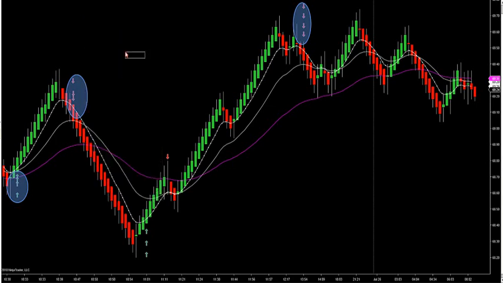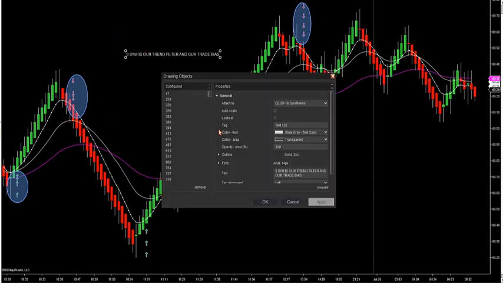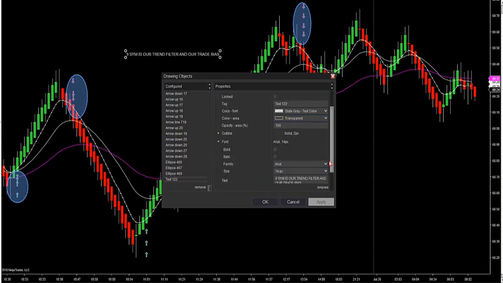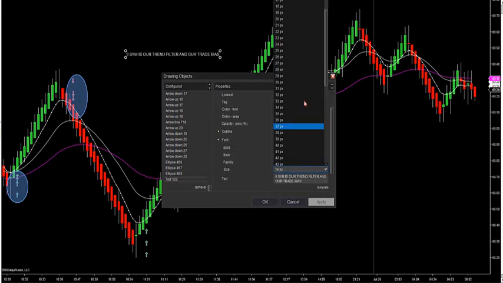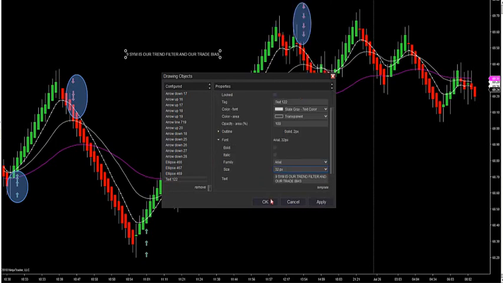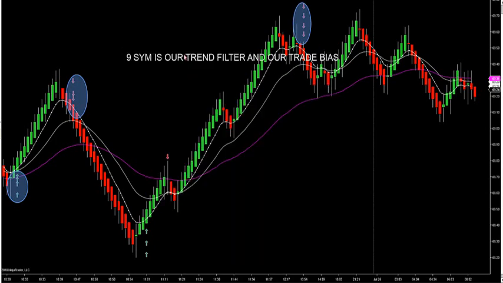It's a 9-SIM Renko trend filter. The 9-SIM Renko is our trend filter and our trade bias. We've got to understand that this chart will really help us get on the right side of the market. It doesn't matter what market you trade. Had some big moves on the NASDAQ futures yesterday and also gold. Gold with big bias up. Caught the downtrend also.